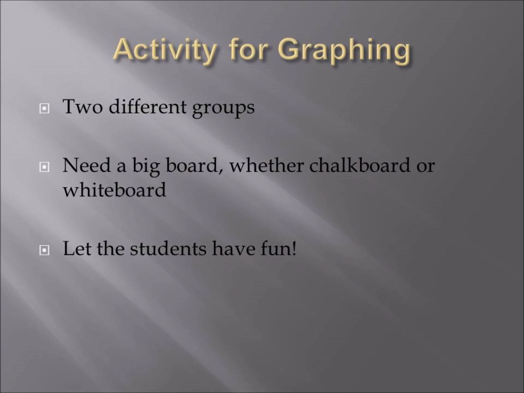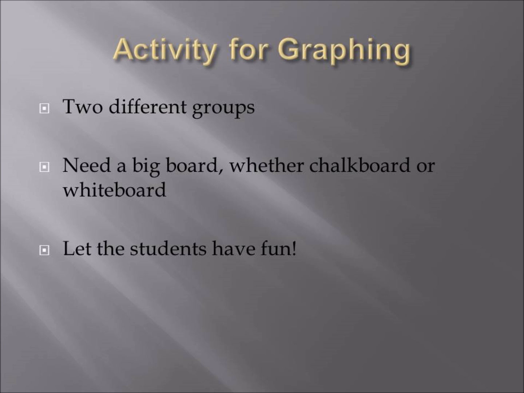An activity to help students become engaged in graphing includes separating the group of students into two subgroups. Group number 1 we can call the graphing group. Group number 2 we can call the identifying group. Things that are necessary for this activity include some sort of board, whether it's a whiteboard or chalkboard, and some sort of writing utensil. So if it's a whiteboard, you need dry erase markers. If it's a chalkboard, you need chalk.